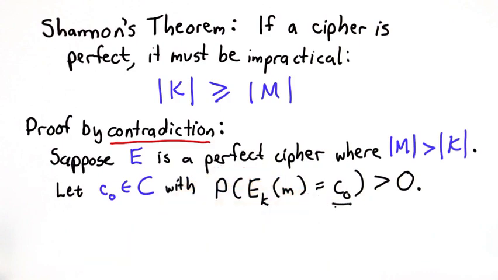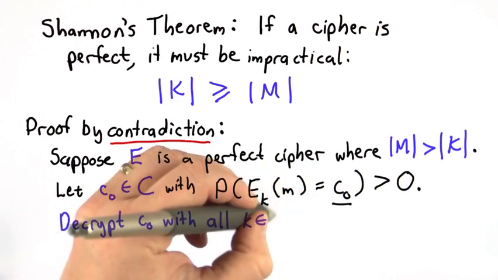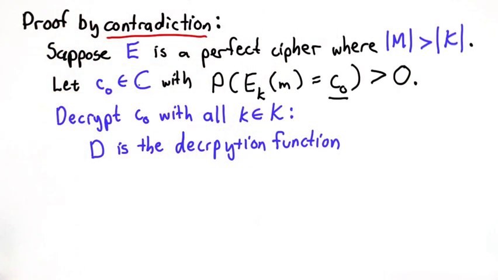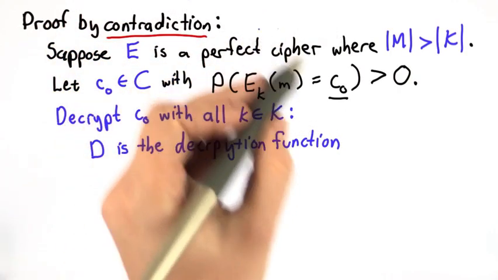Now we have our ciphertext C0. Let's try decrypting that. So we'll decrypt it with all keys in the key space. We haven't mentioned what the decryption function is. For the one-time pad, it's exactly the same as the encryption function. For this, we don't want to assume this. It could be any function. So we'll assume there's some function D that's the inverse of our encryption function.